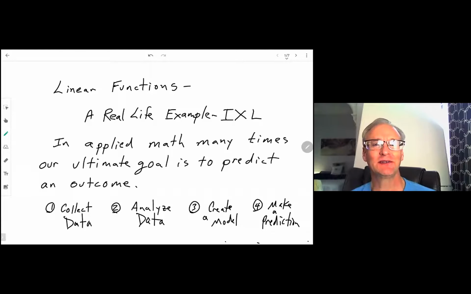Hi, everybody. I'm going to try not to overteach this one. I probably won't meet my goal, but here goes. This is an introduction to linear functions, and I'm going to give you a real life example.